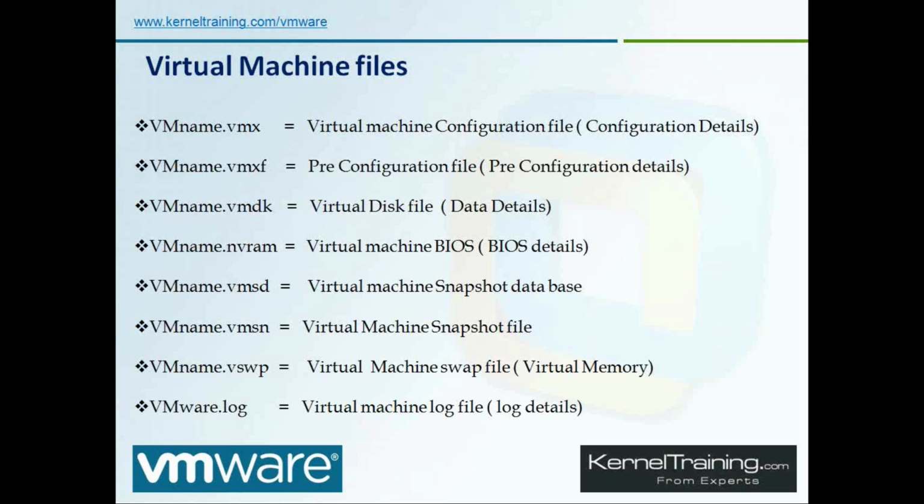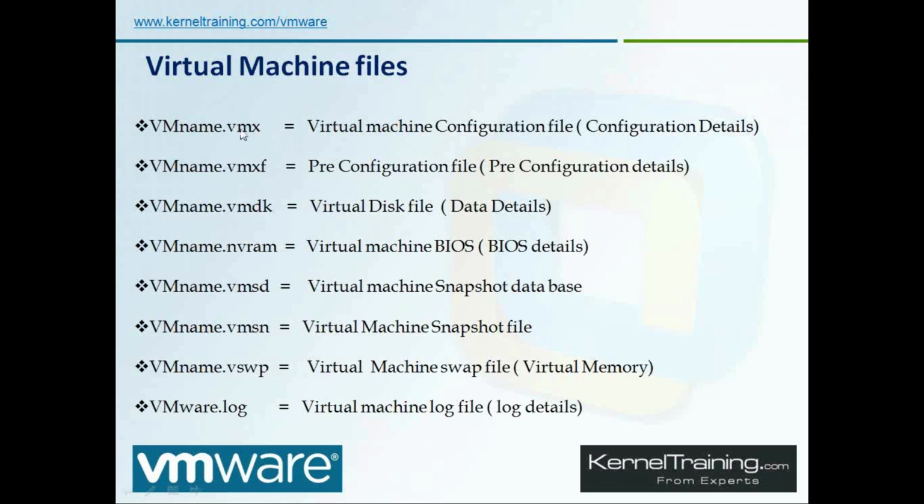Now, these are the virtual machine files. When you create a virtual machine on the ESX or ESXi server, it will create these many files. So now let me explain the virtual machine files. The first file is virtual machine name.vmx file. This is the virtual machine configuration file. In this virtual machine configuration file, all the configuration details will be stored in this VMX file.